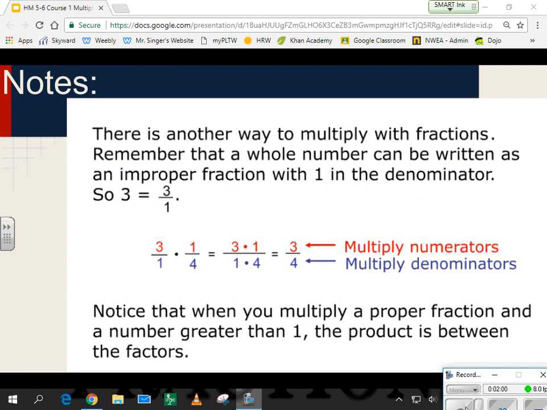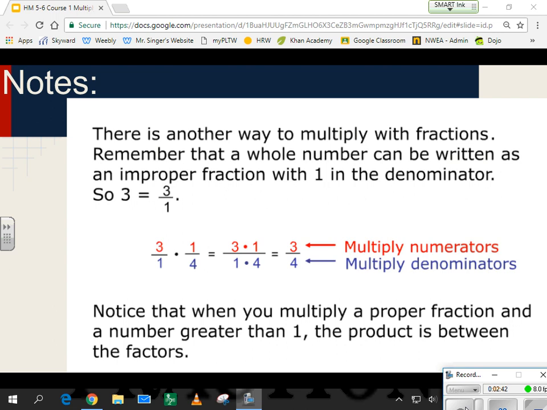You may have noticed this already, but the one thing you could tell with the 3 times 1/4 is the denominator stayed the same, the numerator changed. Well, there's another way to think about multiplying with fractions. Remember, a whole number always has a denominator of 1, because each number is a whole, so you have 3 wholes. So when you're multiplying a fraction by a whole number, you're giving that whole number a denominator of 1, and that allows you to do the multiplication a little quicker. So 3 is the same as 3 over 1. Maybe that can help you moving forward with these problems.